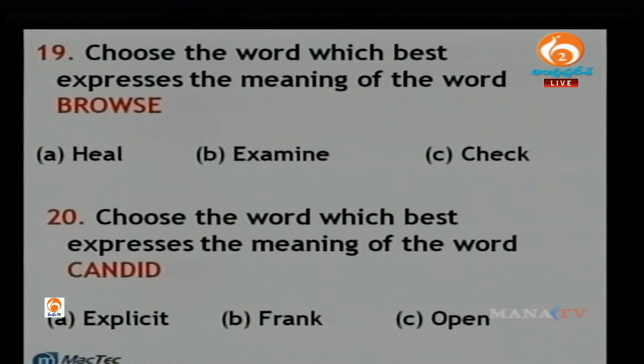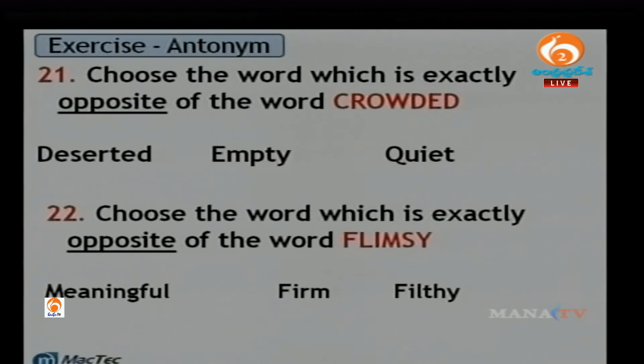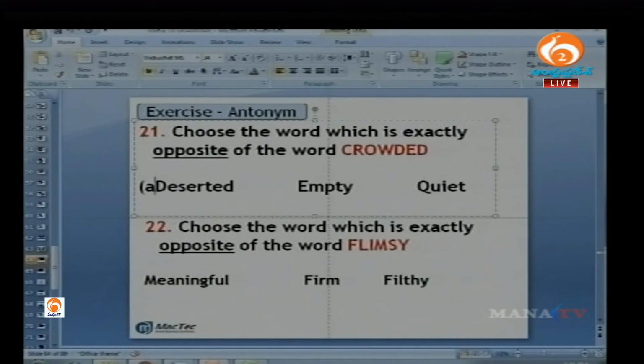Question number 20. Choose the word which best expresses the meaning of the word candid. Candid means explicit or frank or open. The correct answer is explicit. Candid means explicit. All right. Question number 21. Here you need to pick the opposite word. So you can read this question while I make these cosmetic changes in terms of formatting.